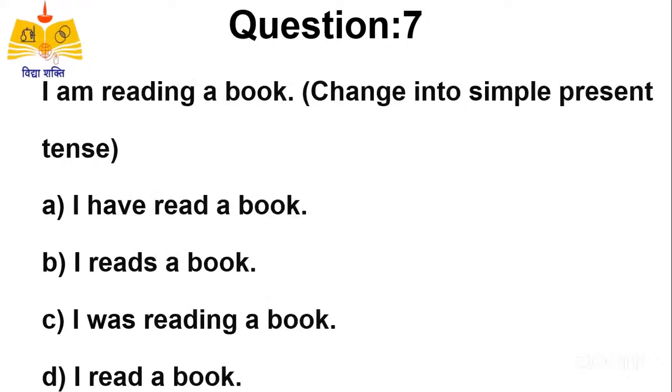I am reading a book. Change into simple present tense. A. I have read a book. B option, I reads a book. C option, I was reading a book. D option, I read a book.